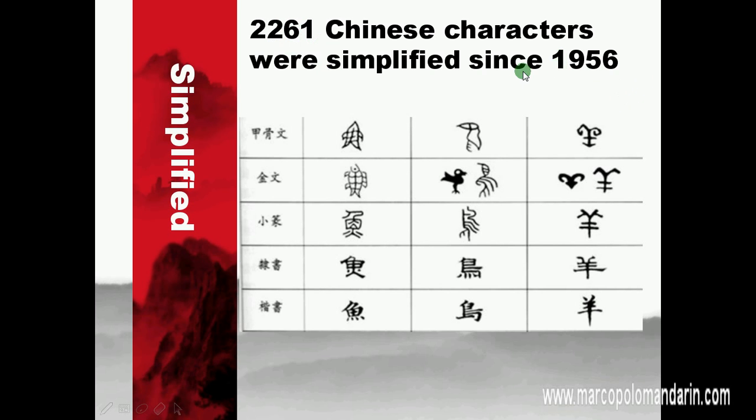1956. The government decided to simplify these characters since 1956, but they simplified them many times. They divided them into several groups, like 4 groups, and they tried to simplify them. But the second time it failed. So in the year 1977, they had the second generation of simplified characters.